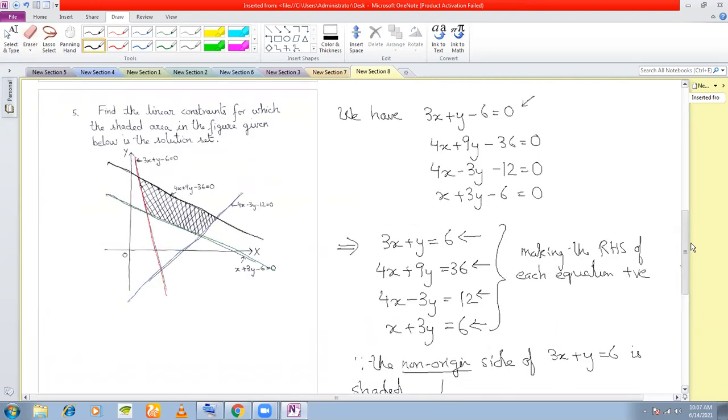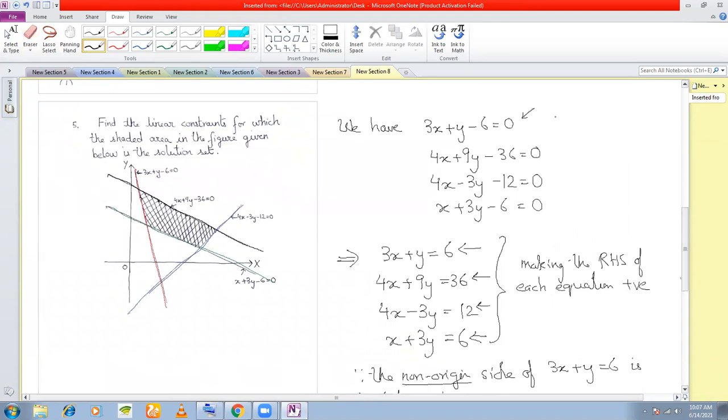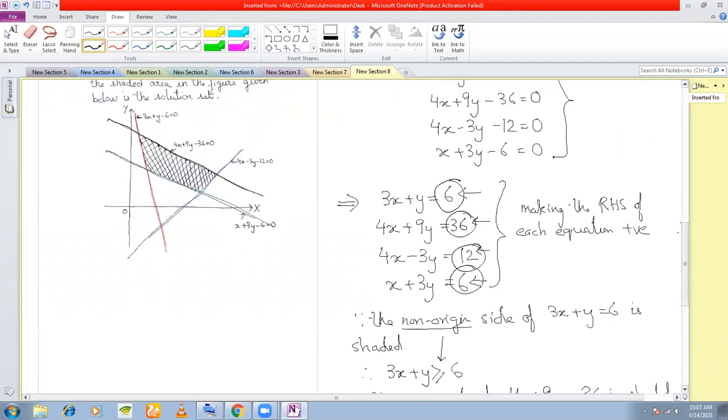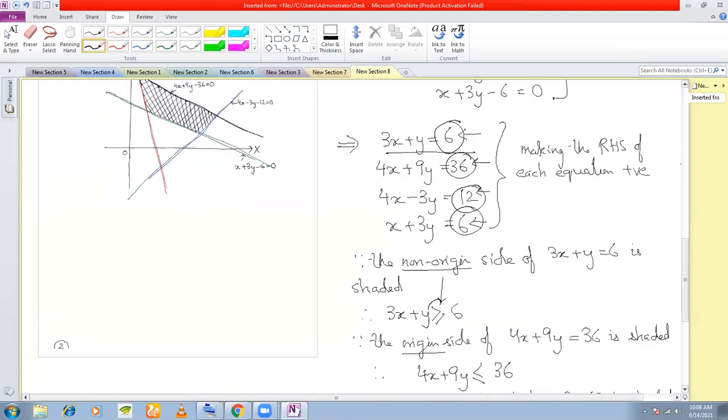So what have we done here to summarize? First of all, we have listed the equations. From these equations, we have made the right hand side positive. See, all the right hand side we have made positive, right? Now, once we have made the right hand side positive, we see which side of each of the lines is shaded. 3x plus y equal to 6: the red line is there. You see that the non-origin side is shaded, right? If the non-origin side is shaded, we'll insert a greater than or equal to sign. So in here, there will be a greater than or equal to.